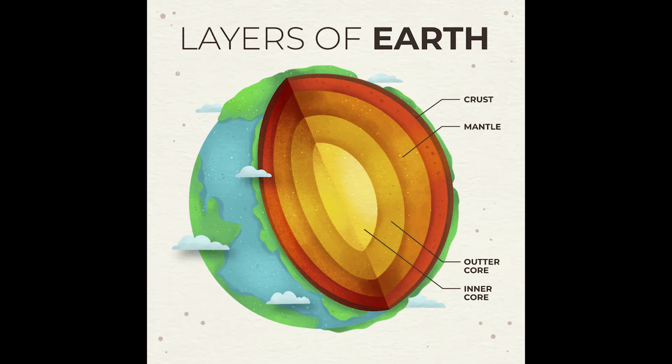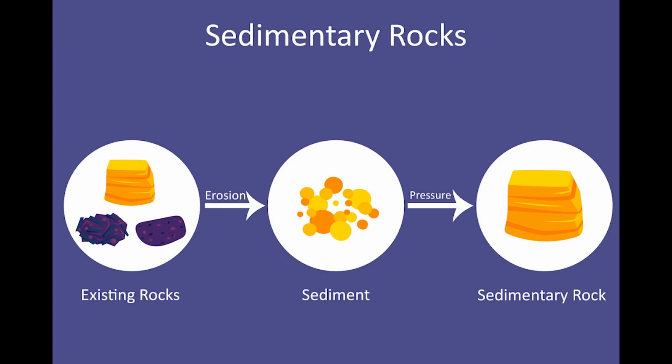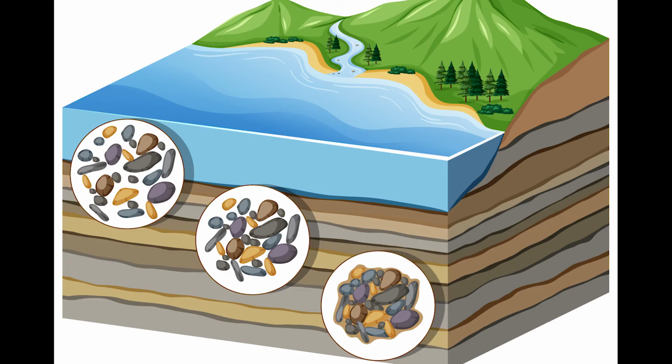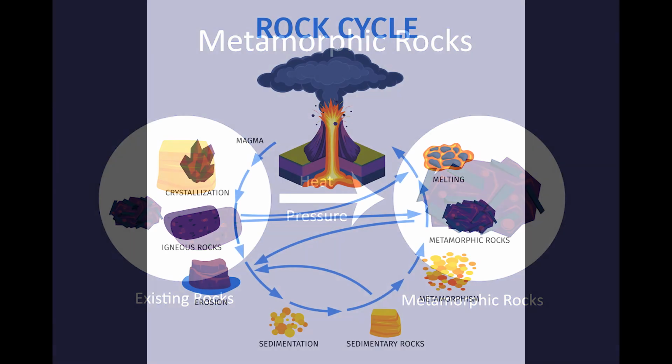Found in the outer crust of the Earth, there are three types of rock: igneous rocks, which are produced when molten magma or lava cools; sedimentary rocks, which are formed when existing rocks on the Earth's surface are subject to erosion and weathering. The smaller particles accumulate to form layers of sediment. Over time, pressure from newly formed layers above results in the creation of sedimentary rocks. And finally, metamorphic rocks, which are formed when existing rocks are exposed to heat and pressure, causing a change in the structure of the rock crystals.